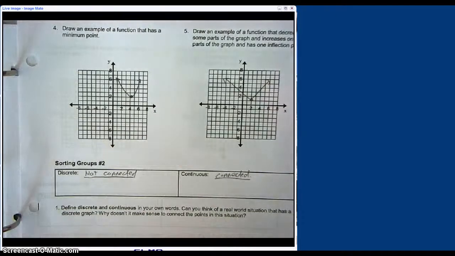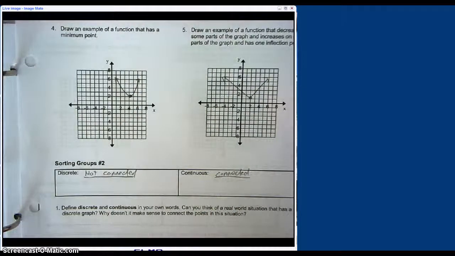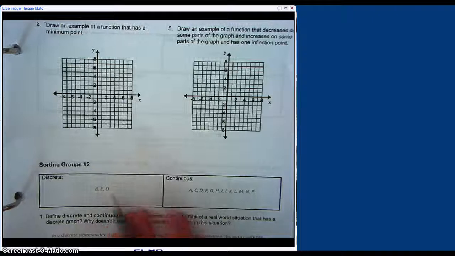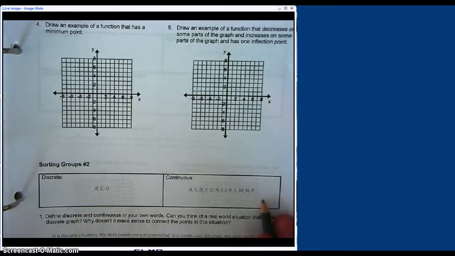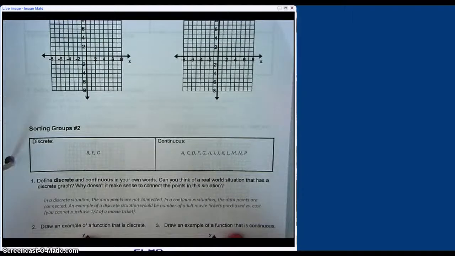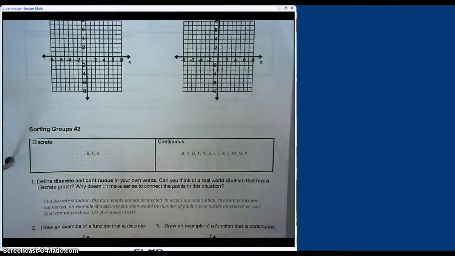So go ahead and do that matching using those same pages from 68 onward, and write the letters of the ones that are not connected and which ones are. Continuous is connected, discrete is not connected. Okay, so hopefully you found that B, E, and O were the discrete ones, and the continuous were basically all the rest. Okay, again, it says draw an example of a function that is discrete and one that is continuous. You guys can do those on your own. And then again, I'll put the answers up in a minute.